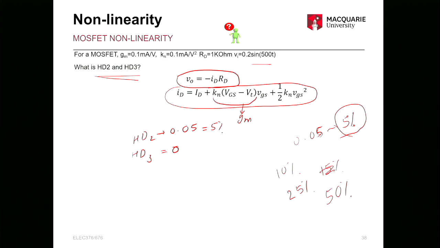So we assumed it, because this term will be smaller. I misread the question. The last one, the 5%. Yeah, this is how it is solved. Oh, gm. So that is gm VGS plus half Kn VGS square.